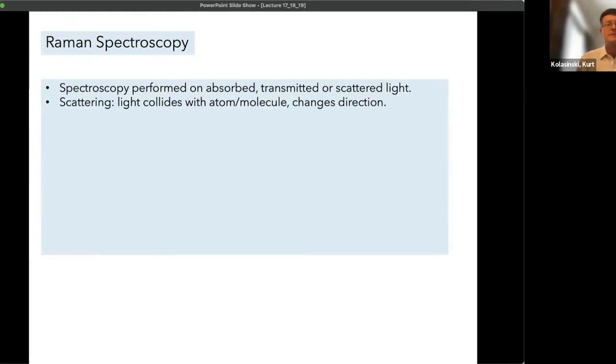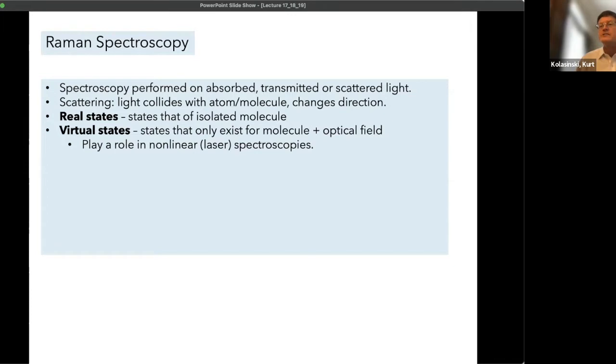That's scattering. We've always been talking about transitions between real states, the states of the isolated molecule. And today when we talk about Raman, we're going to introduce this idea of a virtual state, a state in the molecule that only exists when it's being perturbed by the optical field, by the electromagnetic radiation. And these virtual states play a role in what we call nonlinear spectroscopies.